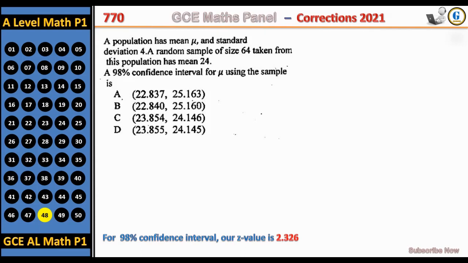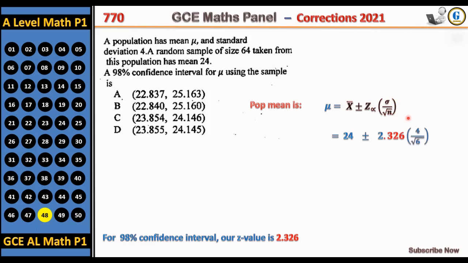I know you know the Z values of the 95, 97, 98, 99 confidence intervals by heart. You don't even need to use a formula booklet for this because you have been working with this in class all through, and even the 90%. So the population mean will be given by mu equals the sample mean plus or minus the Z value times sigma on root n. So we put in the values, and this is what we will obtain.